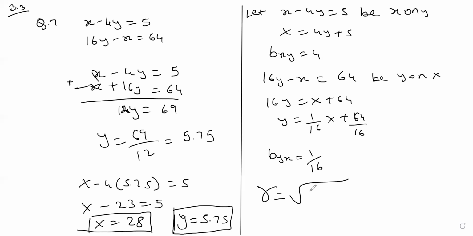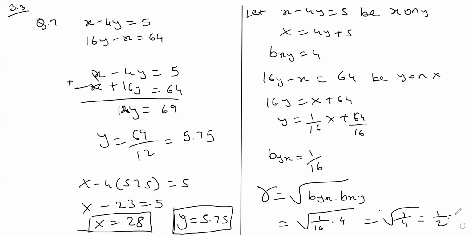So r is equal to square root of byx into bxy. That is under root 1 by 16 into 4. That is under root 1 by 4. That is 1 by 2. That is 0.5, and we will take it as positive 0.5 because the byx and bxy values have the same sign. So your means are given, your r is 0.5, and this is how we will find the required values.